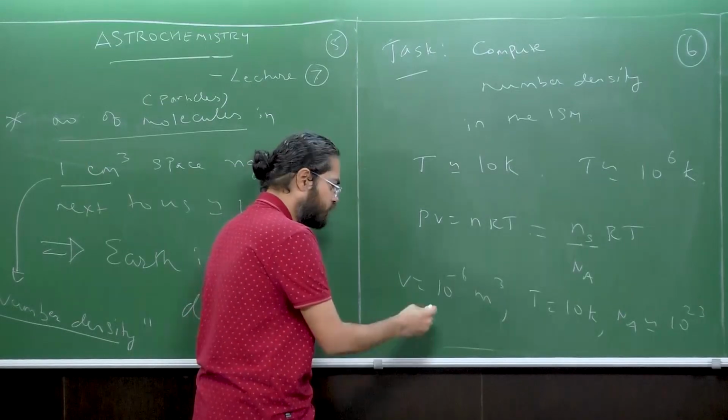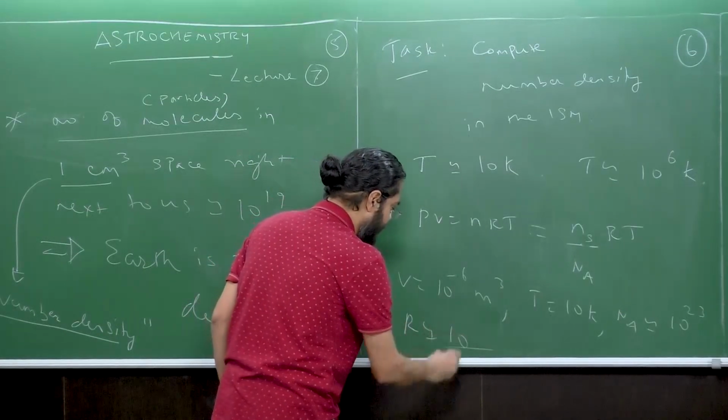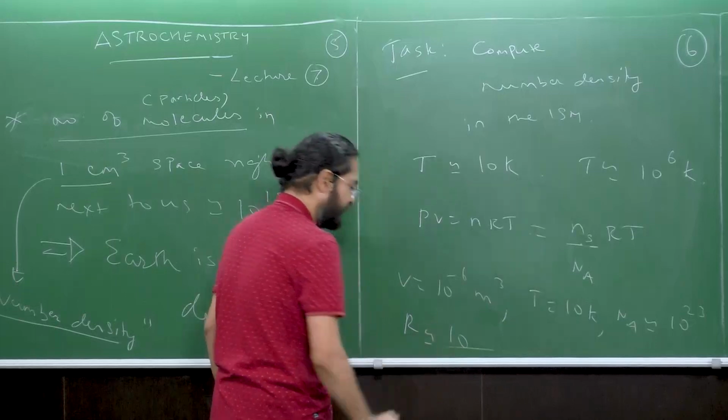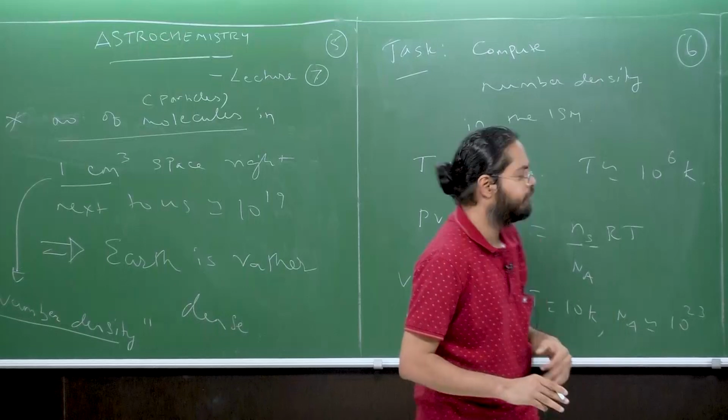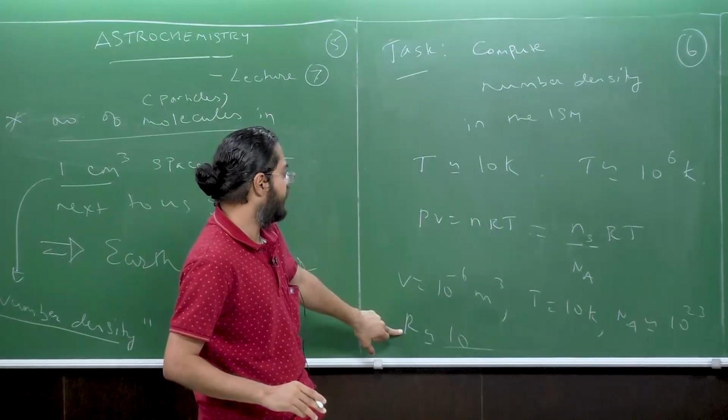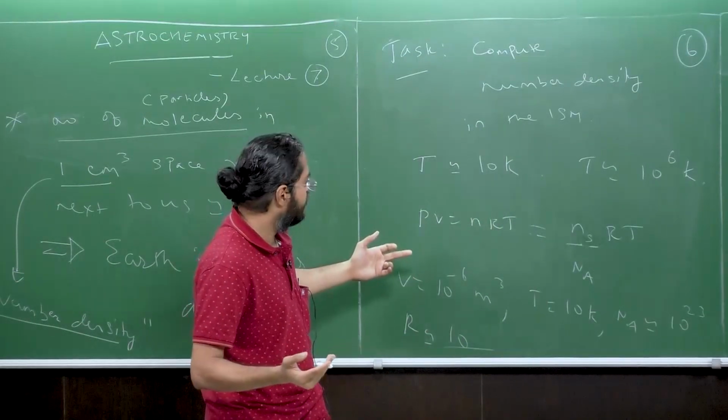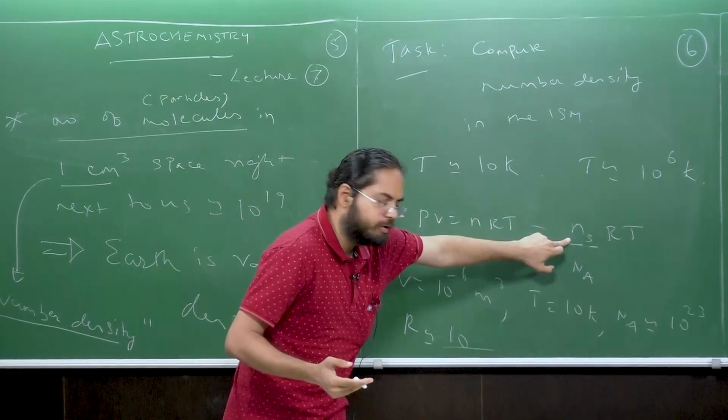The gas constant is also approximately 10 units, which is what we did. It's 8 in SI, so close enough to 10. It's approximately 10. And what do we need to calculate? We need to calculate this quantity.